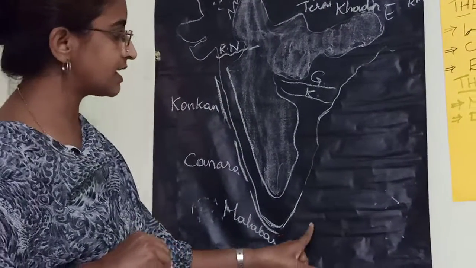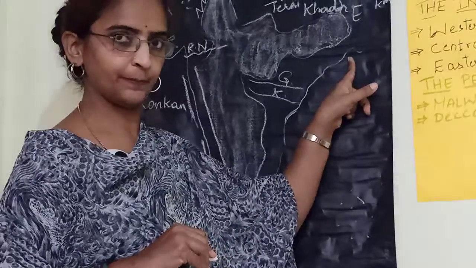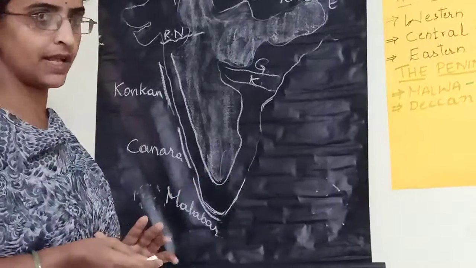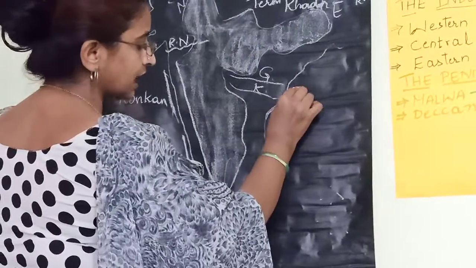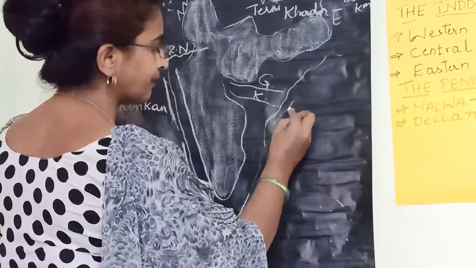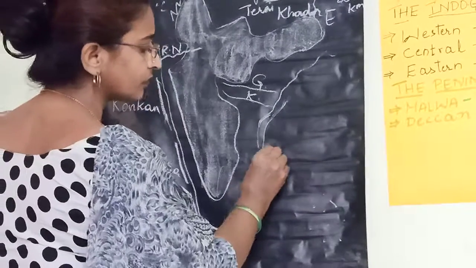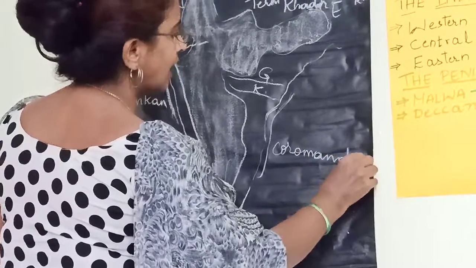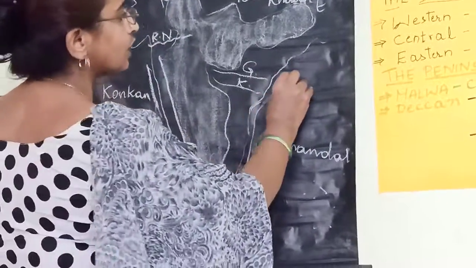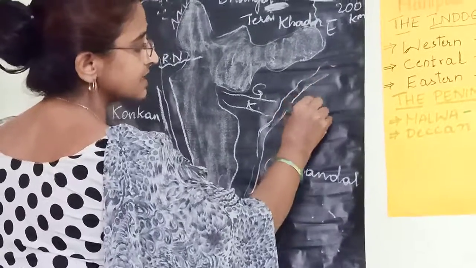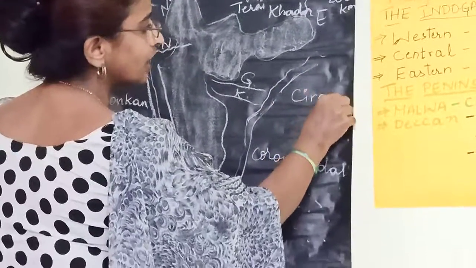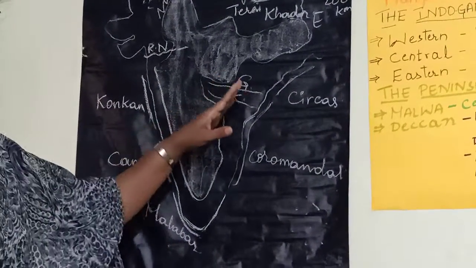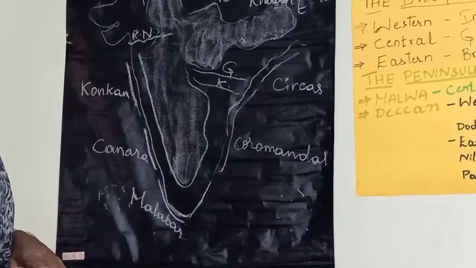Now the eastern coastal plain has its extension overall, and they have different names. The coastline of Andhra Pradesh is called the Coromandel coast, and above that it is called the Northern Circars. As you go further along this eastern coastal plain, it is also called the Utkal coast.